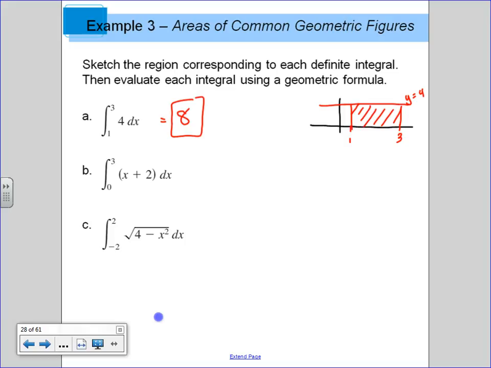Well, how can I do x plus 2? How can I do linear functions? The line starts at 2, and the slope is just 1 more. That's it. So from 0 to 3.